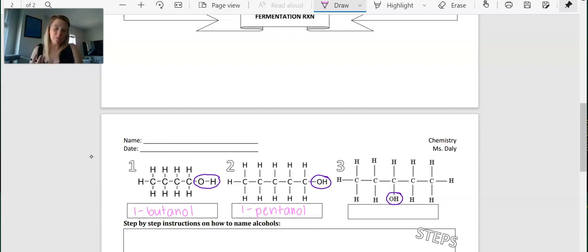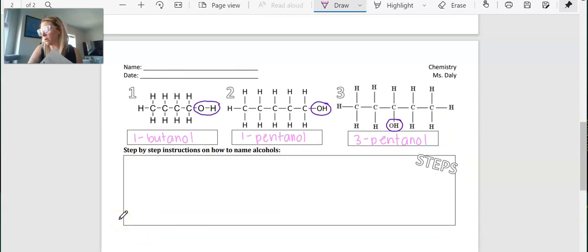Welcome back. Hopefully you paused to give this a shot. Let's go ahead and name this third alcohol, which is going to be 3-pentanol. Did you get it correct? If so, congratulations. If not, that's great. Thanks for giving it a shot. Let's go ahead and talk about how we name these molecules. So let's take a look at number 1 to help us come up with our step-by-step process.